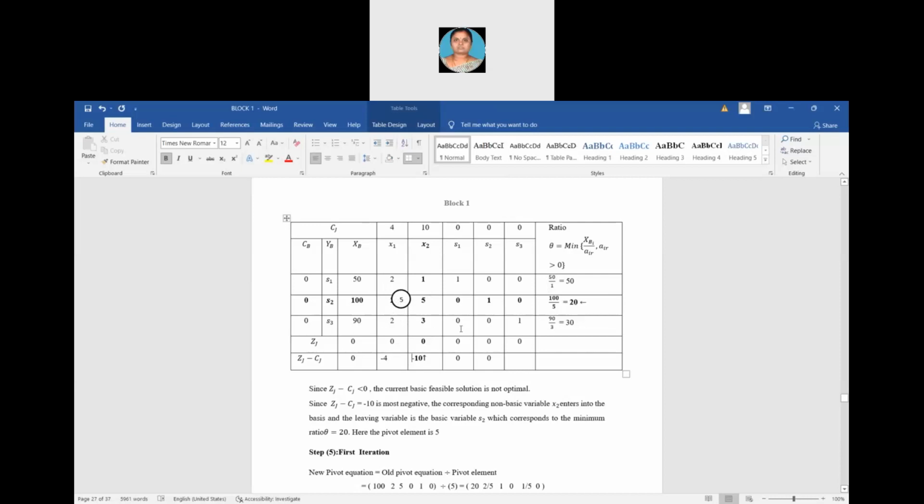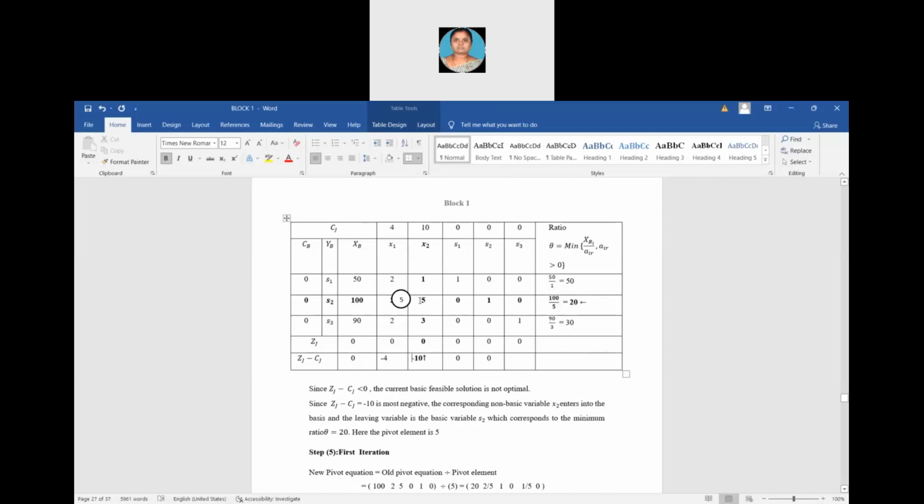We can calculate by using paper also. What will we get? If you divide, you will be getting 50, 20 and 30. Among these, you take the minimum value, and you have to connect that column and that row. We will be getting 5 as the pivot element.